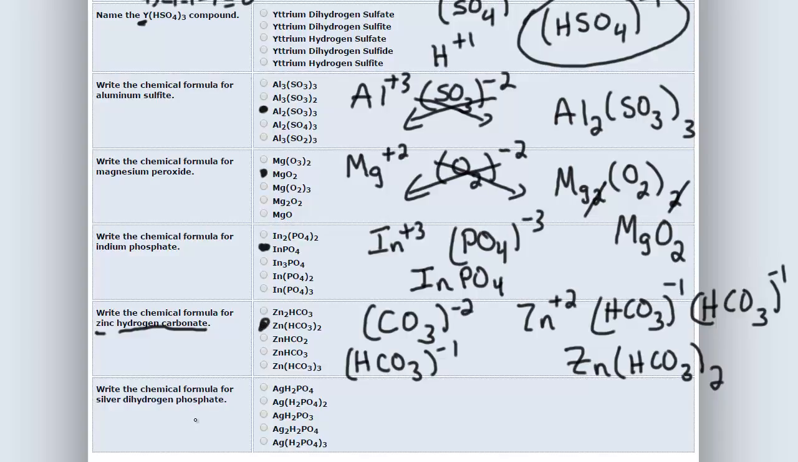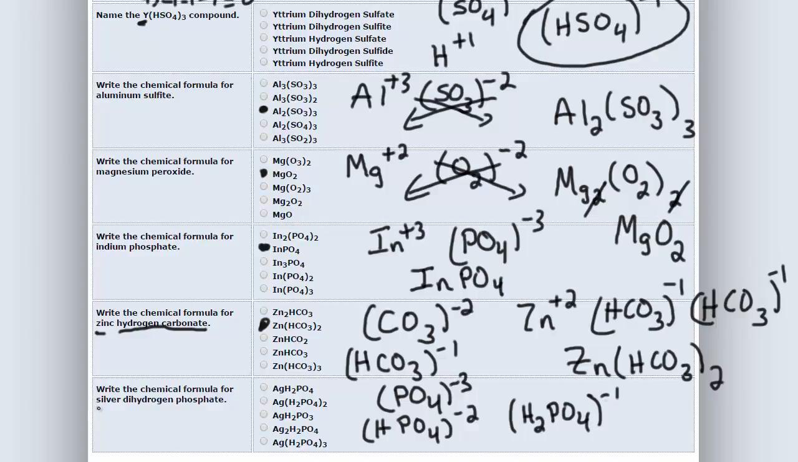Write the chemical formula for silver dihydrogen phosphate. Wow, dihydrogen phosphate. Well, phosphate is PO4. It has a -3 charge. Hydrogen phosphate, HPO4. Now that's going to be a +1 and a -3, and so that gives us a -2 charge. So dihydrogen phosphate, H2PO4, I have two of the +1s, so +1, +1, and then a -3. So dihydrogen phosphate is going to have a charge of -1.